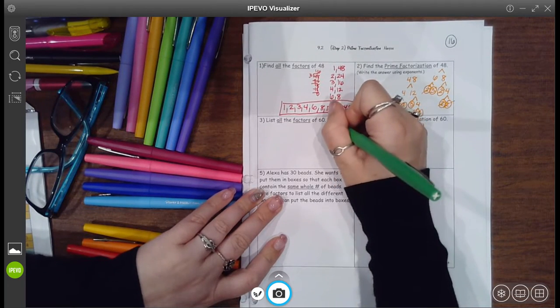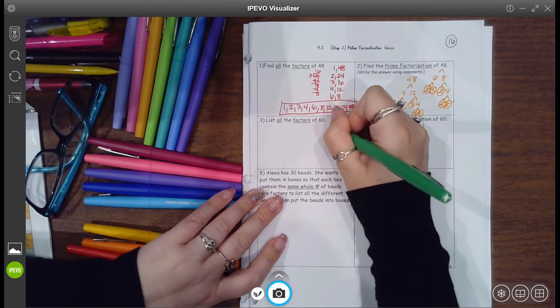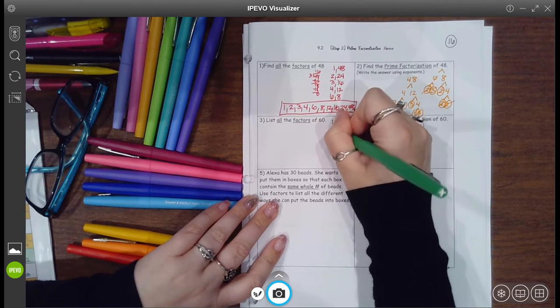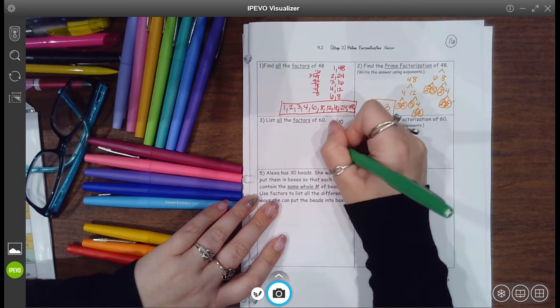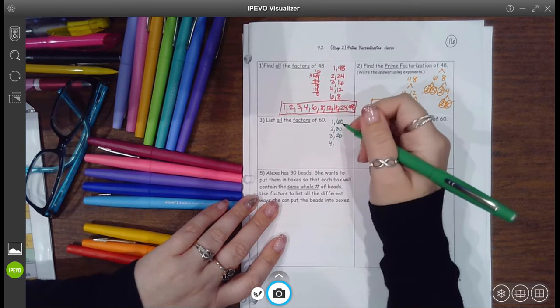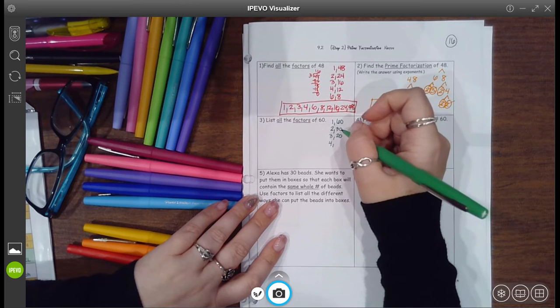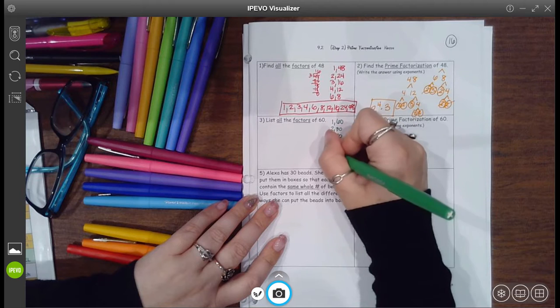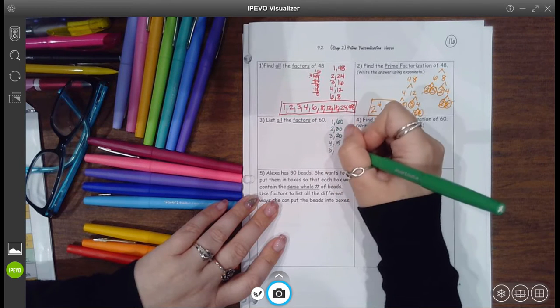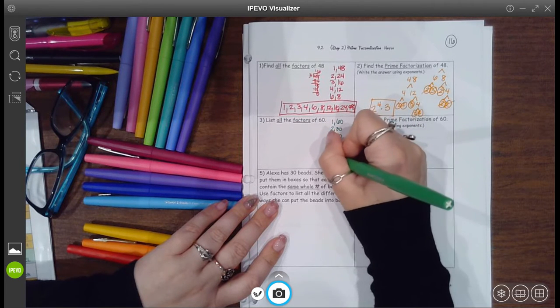Okay, now that you're checking, you did 1 times 60. It's even, so you know 2 can go in. It goes in 30 times. 3 goes in 20 times. 4 can go in. So it would be half of that, which is 15. And then it ends in 5 or 0, so I know 5 can go in. 5 times 12 is 60.